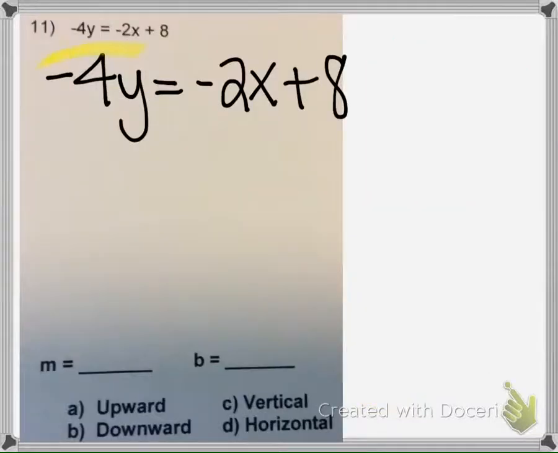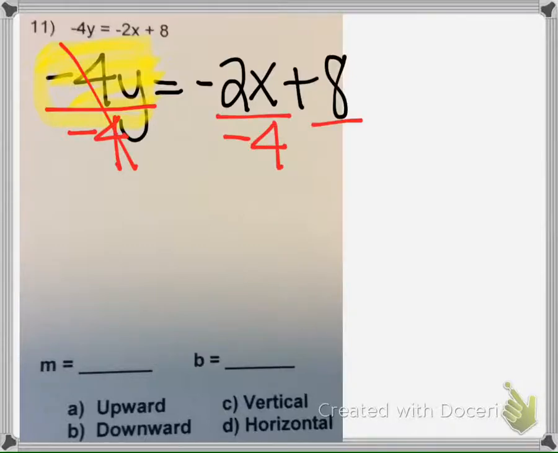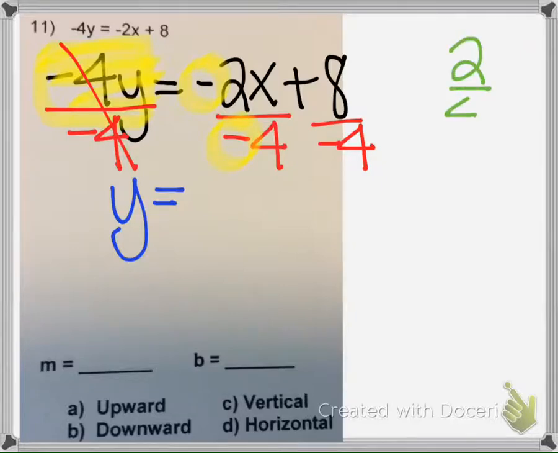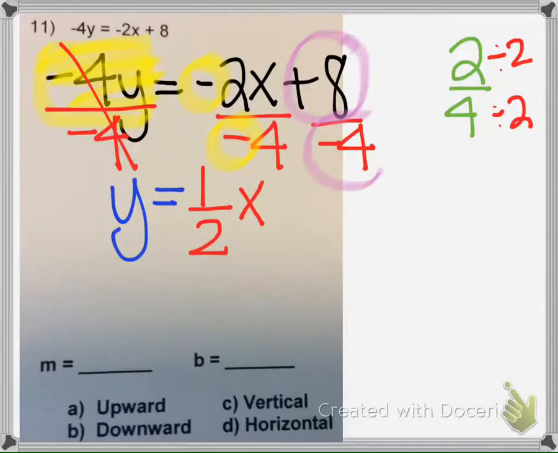Okay, so we want to get the y by itself so we can identify the slope. So since this is all by itself, we're ready to divide right away. We're going to divide everything by a -4. So we get y equals, and then here we have a negative divided by a negative is a positive. And instead of leaving it as 2/4, we can divide both of them by 2. And we would get 1/2 x. And then here we're going to have a positive 8 divided by a -4. And positive 8 divided by -4 is -2.